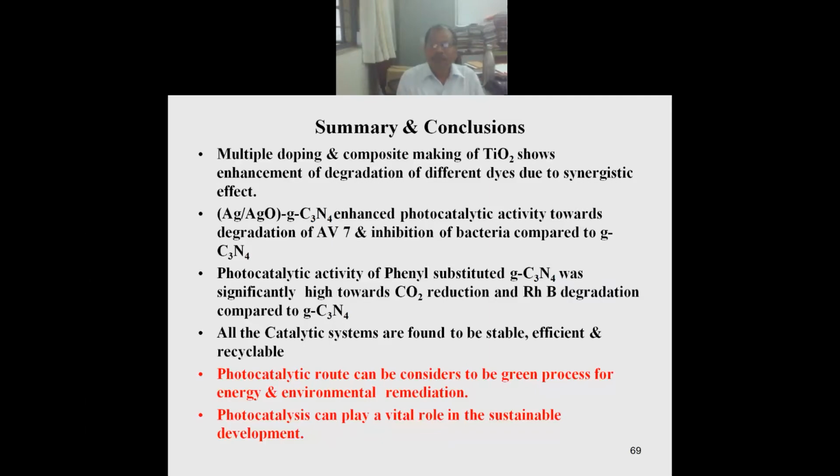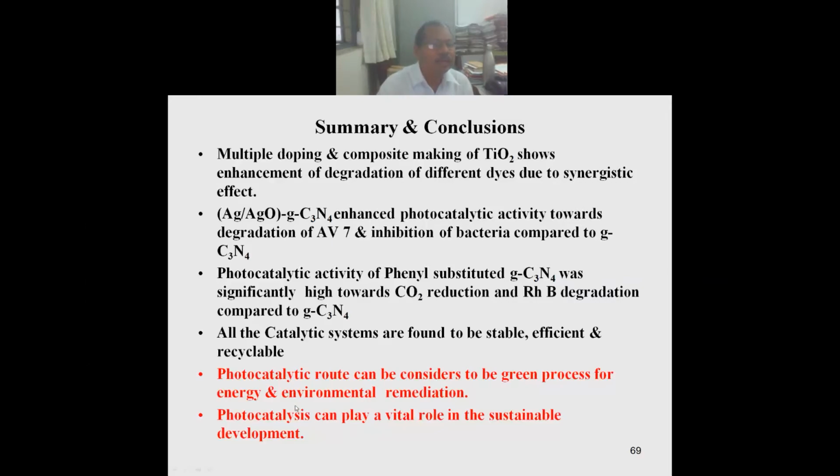Then GC3N4 is a carbon-based material. It has lower catalytic efficiency, and that efficiency was enhanced by forming a composite with Ag/AgO, and by another route, grafting, performed using phenyl grafting, which enhanced the lifetime. It was used for different applications: degradation of dye, inhibition of E. coli bacteria, and conversion of CO2 into useful products. So these are the various catalysts and their uses.